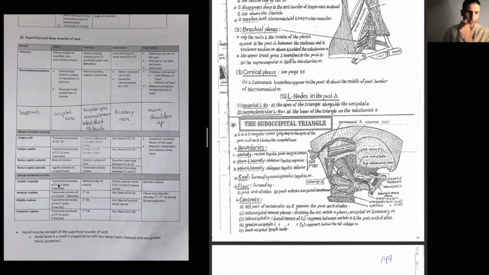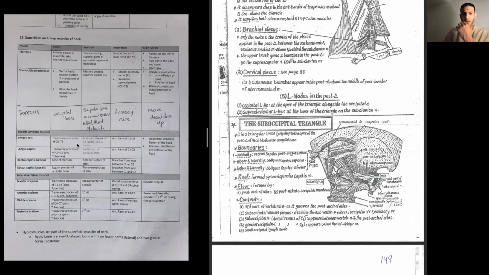So Levator Scapulae. The origin is from the transverse processes of C1 to C4, and the insertion is the medial border of the scapula. The innervation is the dorsal scapular nerve and C3 and C5 spinal nerves, and it elevates the scapula. That's the Levator Scapulae from its name.